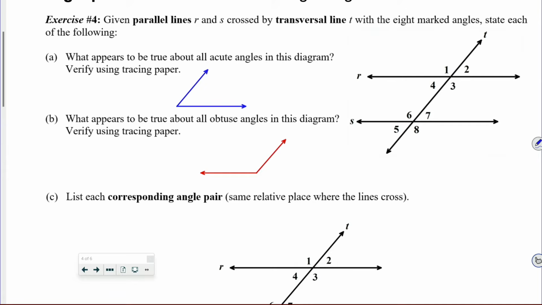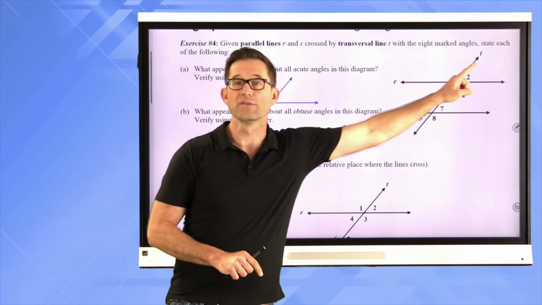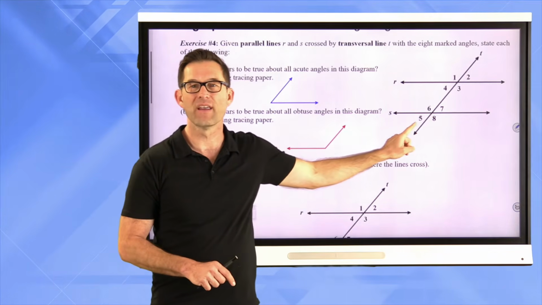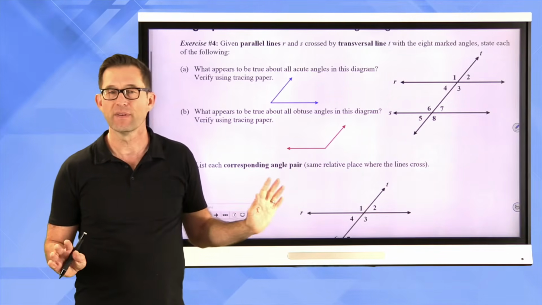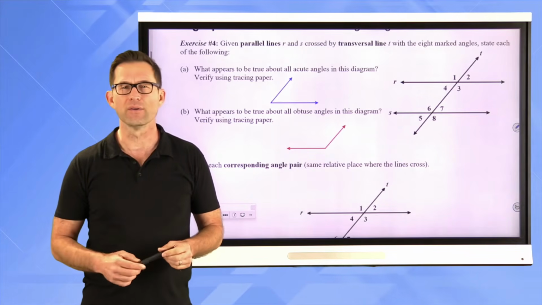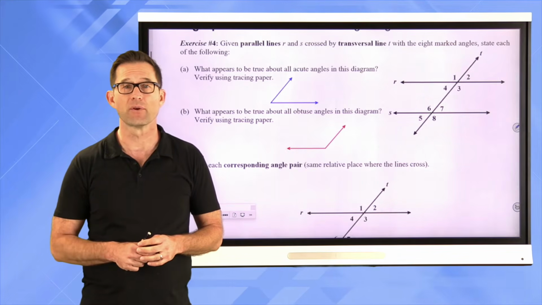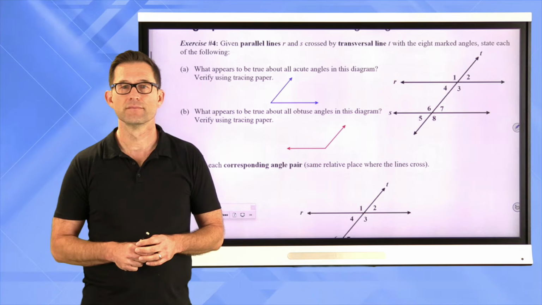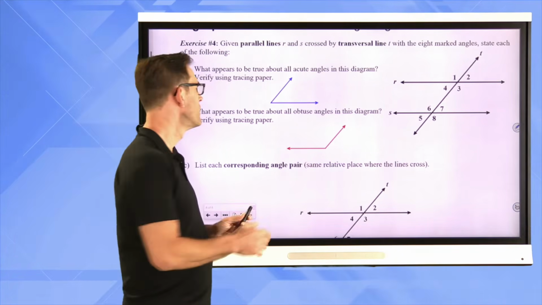Verify using tracing paper. So, let's be clear, there's 4 acute angles. There's angle 2, angle 4, angle 7, and angle 5, and we can just base that on judgment. Now, what appears to be true about those 4 acute angles? Pause the video now and maybe test whatever you think with tracing paper. Well, it kind of looks like they're all congruent.